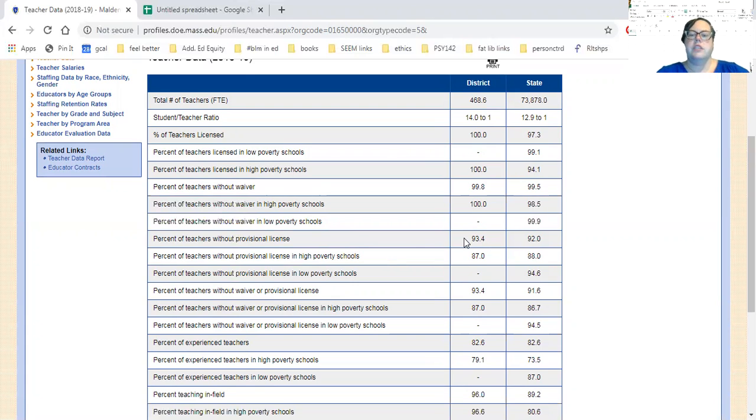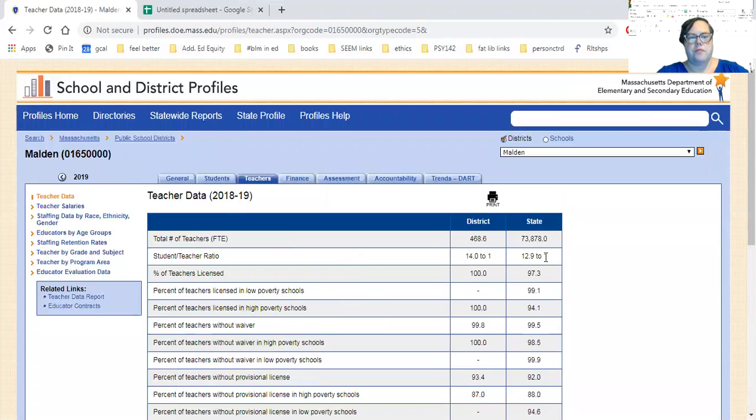I think that this is really interesting and confusing to me. So we know that all the schools in Malden, there aren't any low poverty schools. So I guess maybe I'm just interested in how percent of teachers without provisional license is 93.4, and then in high poverty schools it's 87. So I think that that's interesting.